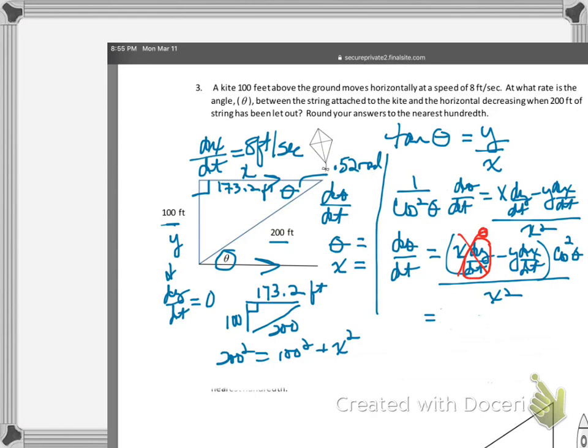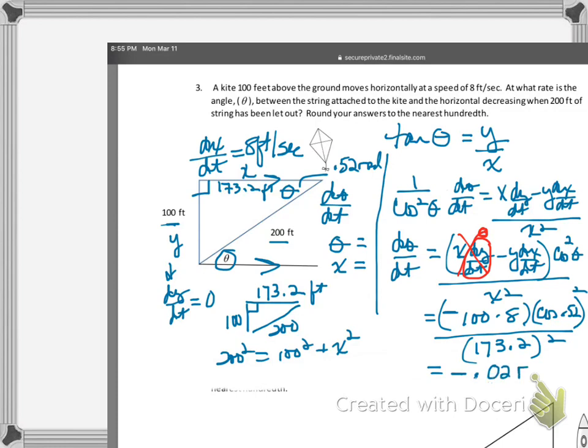So what do I have now for my first term? Returning back to my blue, my first term is going to be a negative because I have the y coming at me now, and the y is 100, so negative 100. The dx dt was given, and that was just plain old 8, and then I'm going to multiply that expression by the cosine of the angle I found, 0.52, squared, all over x, which is 173.2 squared. Go ahead and do that math carefully in your calculator, and you should get that the angle is decreasing at a rate of negative 0.02 radians per second.